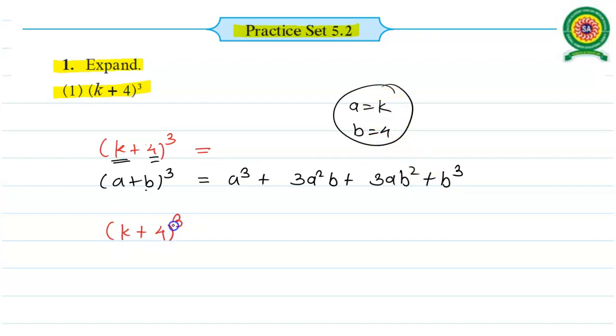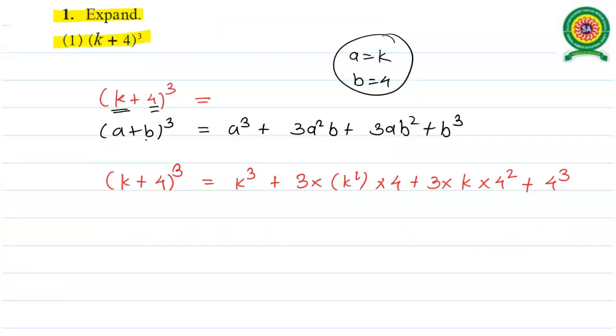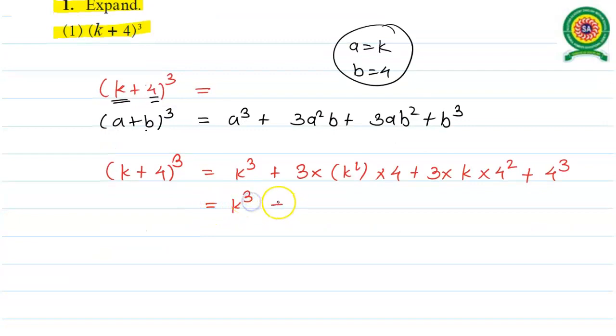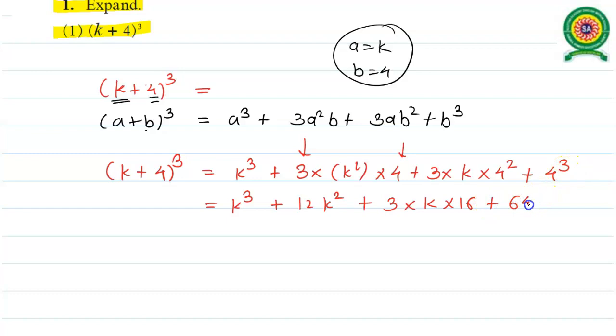So we are getting k plus 4 the whole cube expansion is of the form k cube plus 3 times a square, that is k square, into b, which is 4, plus 3 into a, which is k, into b squared, which is 4 square, plus 4 cube. Now k cube remains as it is, plus 3 4s are 12, so 12 times k square, plus 4 square becomes 16, 3 and k as it is, plus 4 cube is 64. 4 4s are 16, 16 4s are 64.